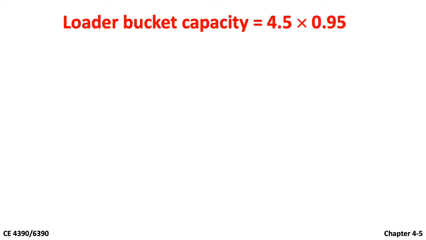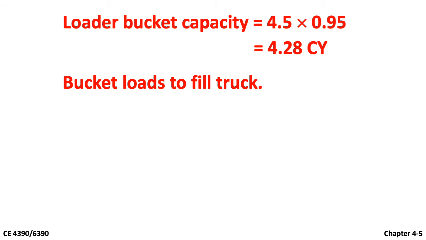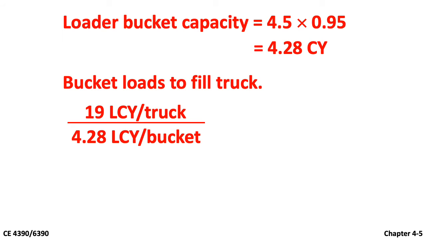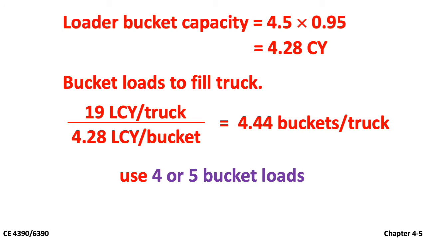To calculate the bucket capacity, you multiply the bucket volume of 4.5 cubic yards by the fill factor of 0.95, so we get 4.28 loose cubic yards. Now we calculate the bucket loads. It is equal to the truck capacity, 19 loose cubic yards per truck, divided by the bucket volume, 4.28 loose cubic yards per bucket. So we get 4.44 buckets per truck. So should we use 4 or 5 bucket loads?